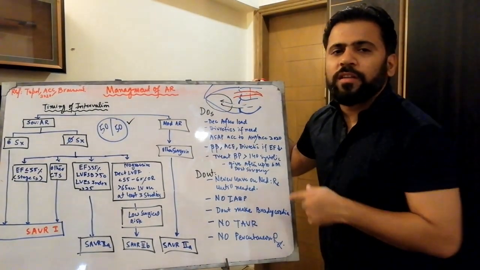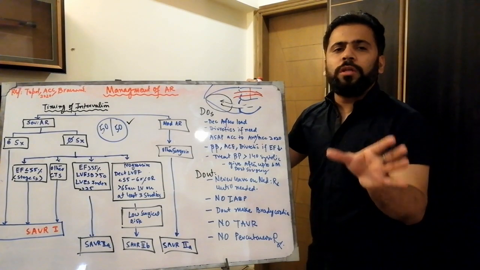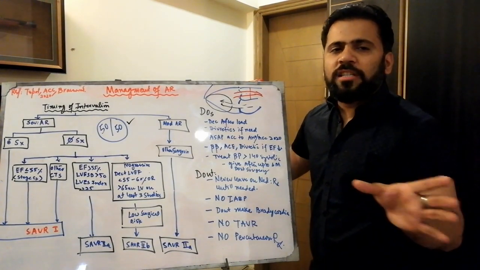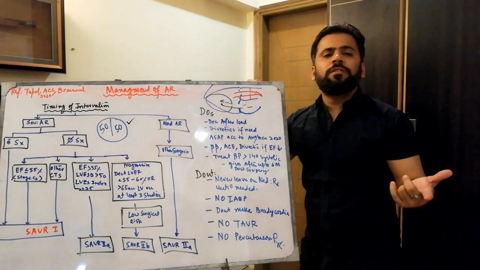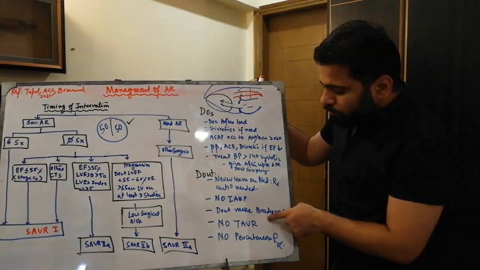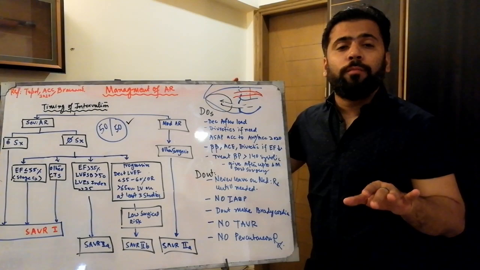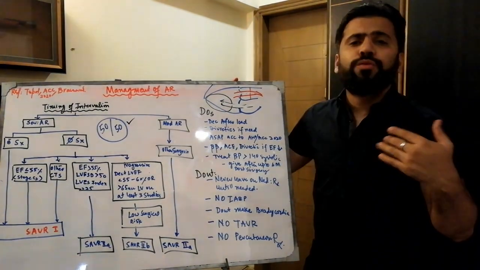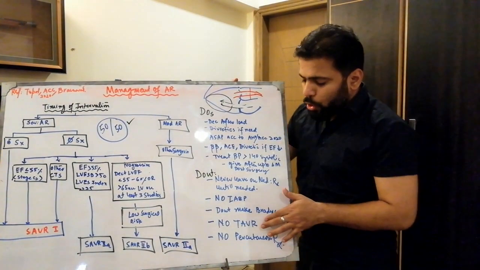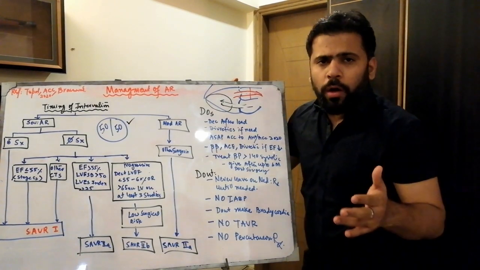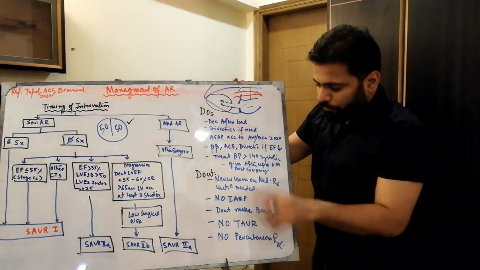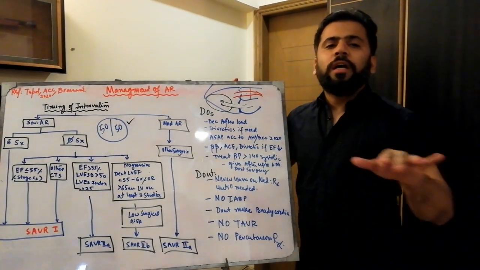Don't cause bradycardia, as we discussed earlier. As soon as you cause bradycardia in the patients, the diastole will increase and the regurgitation will be worsened. No TAVR. Why no TAVR? Because severe or moderate to severe AR is one of the contraindications of TAVR. So a big no to TAVR in patients of AR, and no percutaneous treatment.